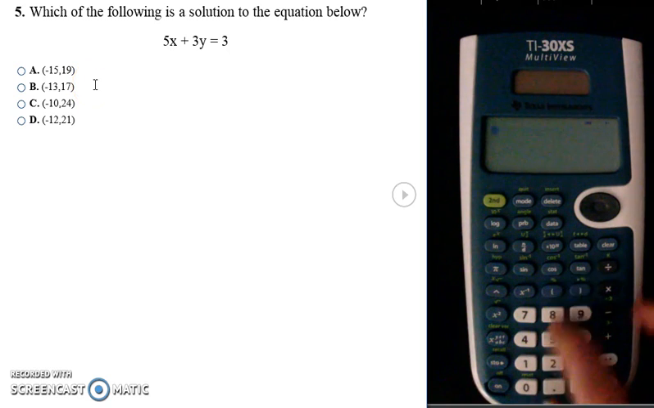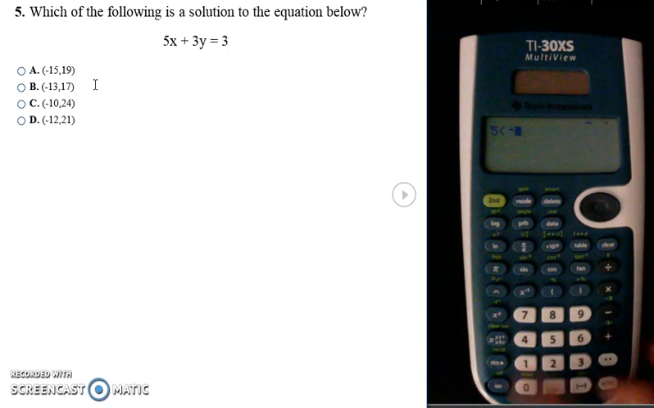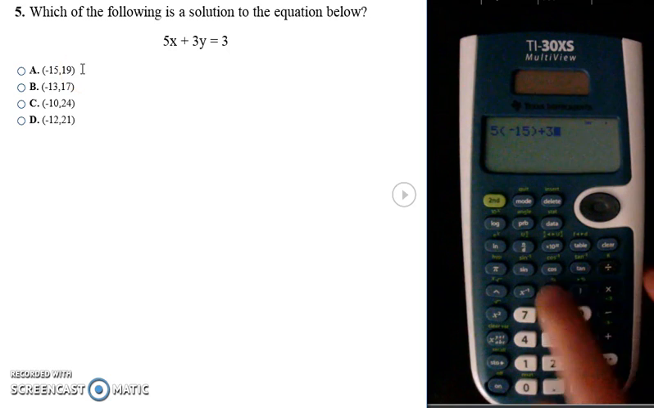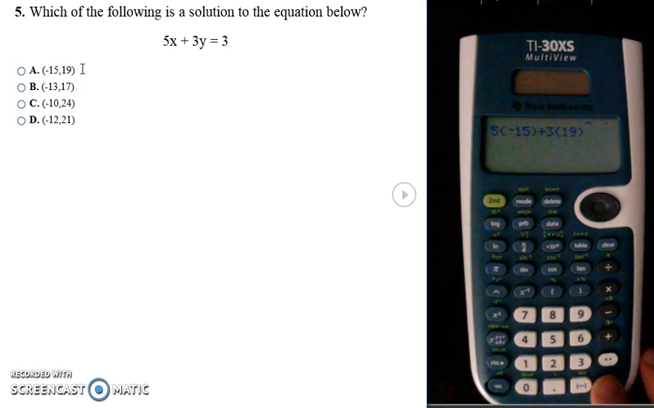So I'm going to have 5 parenthesis negative 15 end parenthesis. Then I'm going to add 3, and then I have y, and the y number is always that second number in the parentheses, so that's going to be 19. So I'm going to put parentheses 19, enter, and that gives me negative 18, not 3. So A isn't going to be my choice. I need to try B now.